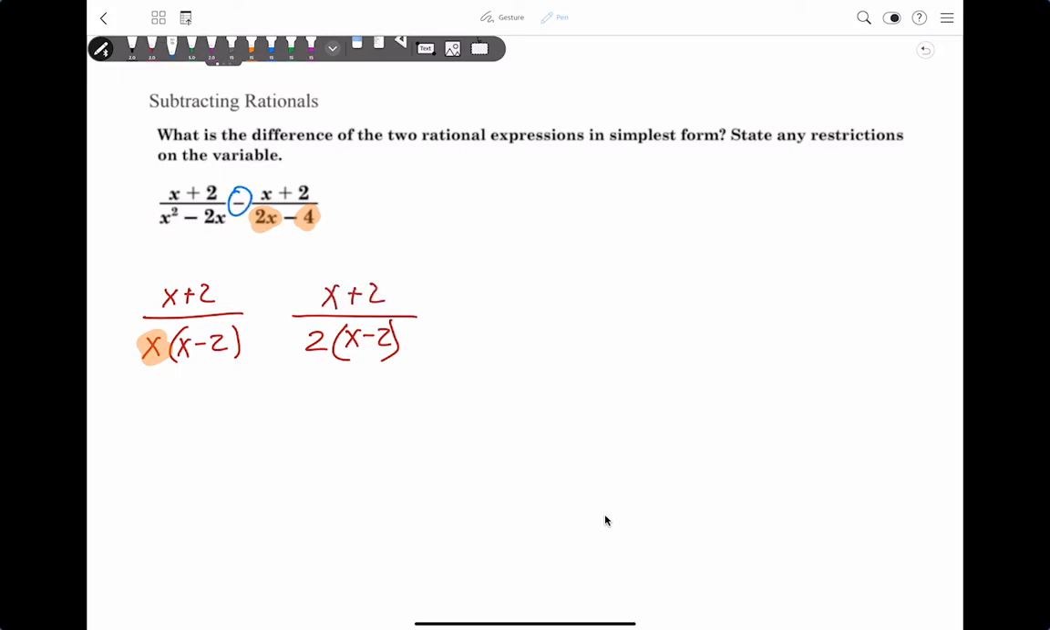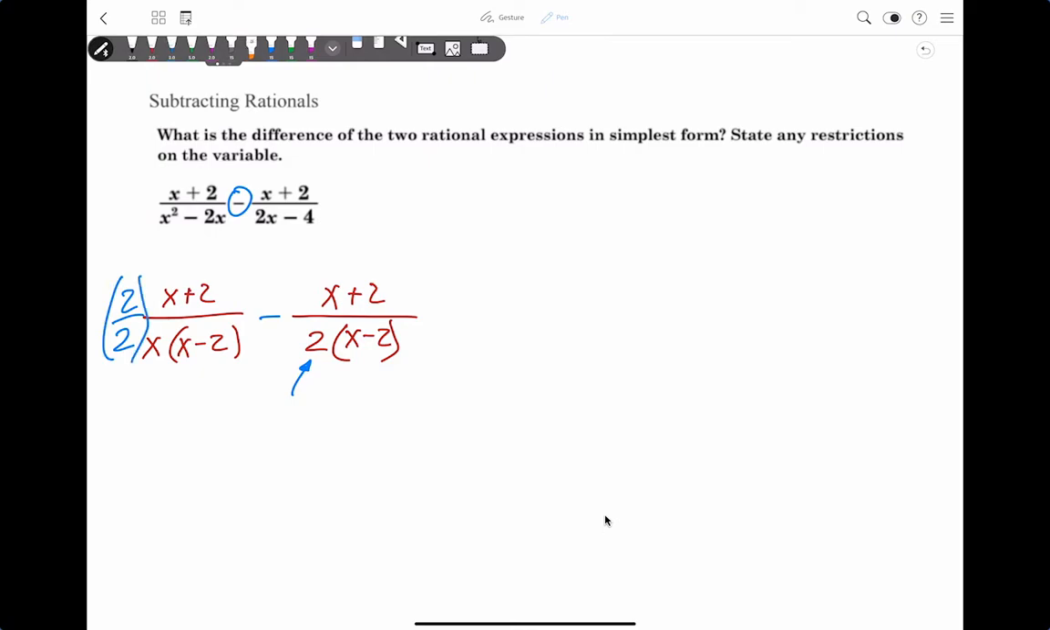Now, this is a subtraction problem, and we can tell right now that our denominators are not common. Okay, remember, when we add and subtract fractions, we need common denominators, and they are not common right now. Okay, so this first one is missing a 2. So the 2 that's right here is missing over here. So I'm going to create a form of 1, which is 2 over 2.